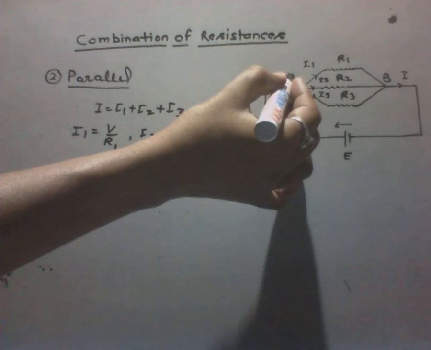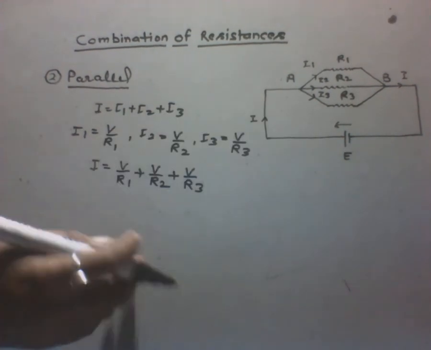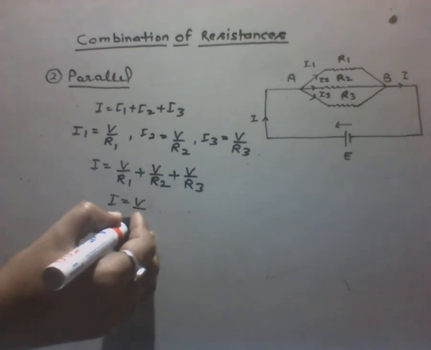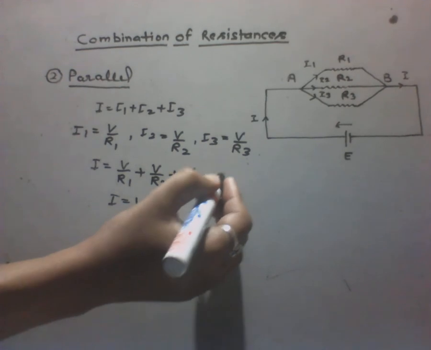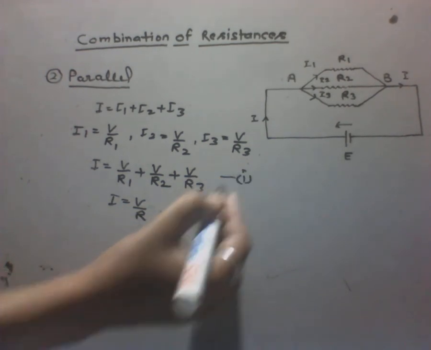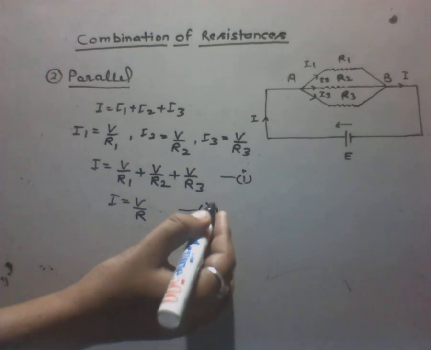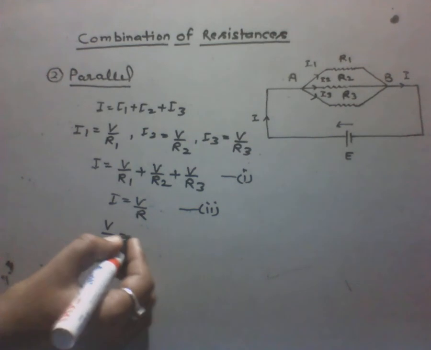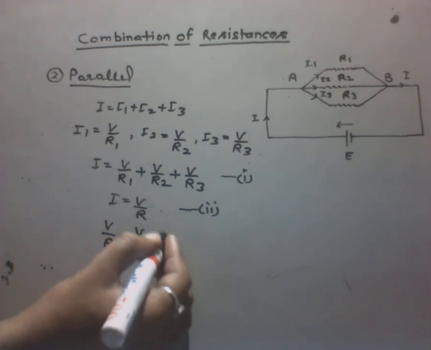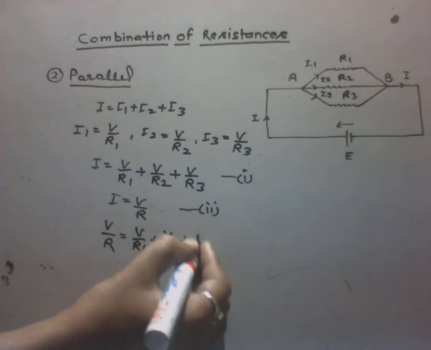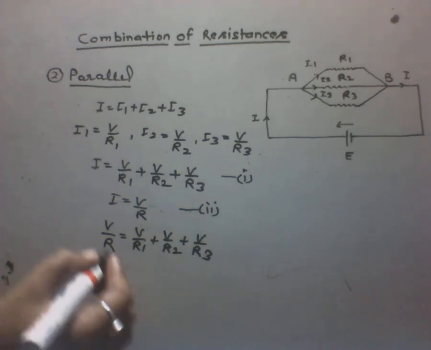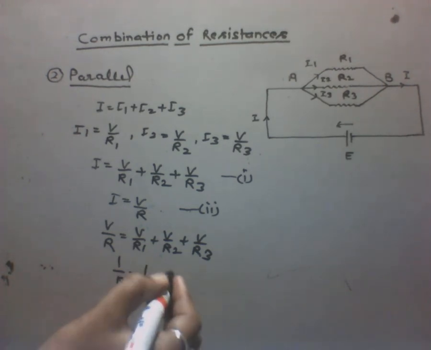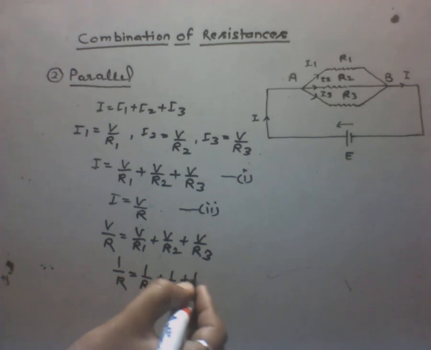If the equivalent resistance between A and B is capital R, then I is equal to V upon R. Now on comparing these equations 1 and 2, we will get V upon R is equal to V upon R1 plus V upon R2 plus V upon R3, or 1 upon R is equal to 1 upon R1 plus 1 upon R2 plus 1 upon R3.